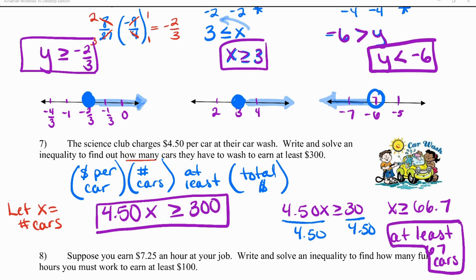So whenever we're talking about objects, we want to round to the nearest whole number, and that whole number has to be greater than or equal to 66.7, so the answer would be 67 cars. But the solution to the inequality is x is greater than 66.7 cars.